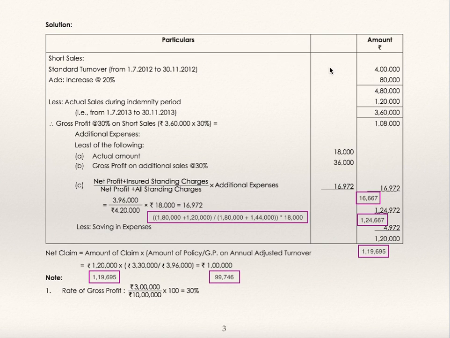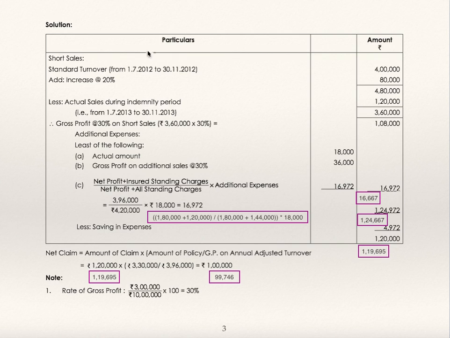Now see here, short sales, standard turnover. This is from 1/7/12 to 30/11/12. Standard turnover is 4 lakhs, which is given in the question. But there is an increasing trend of 20%, so 20% will be added to this. 20% of 4 lakhs is 80,000. So standard turnover is 4 lakhs 80,000.